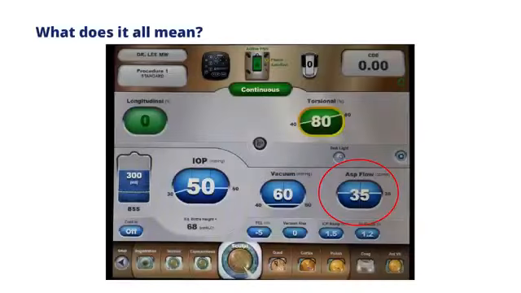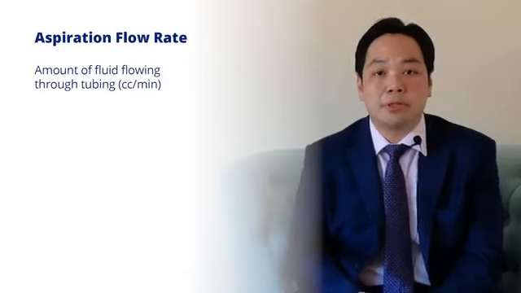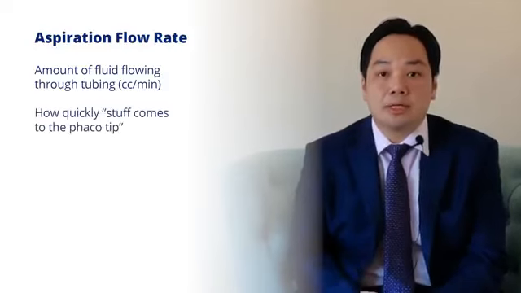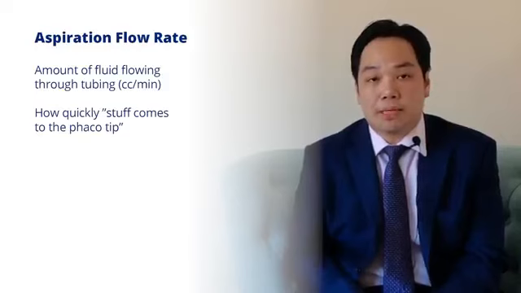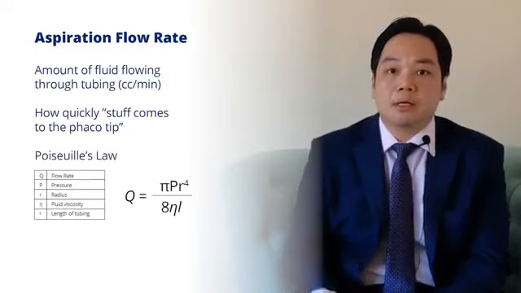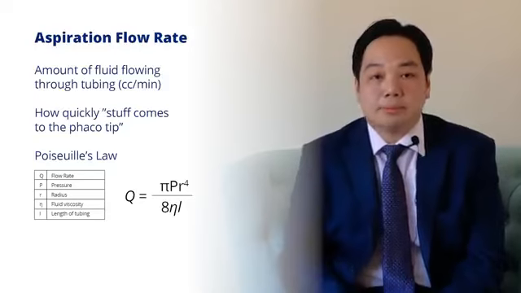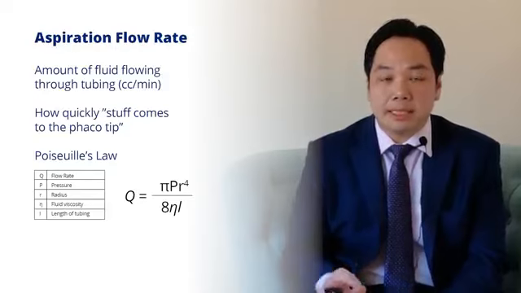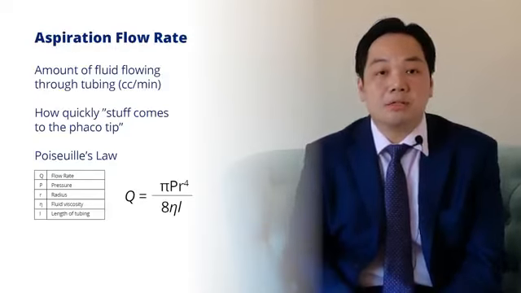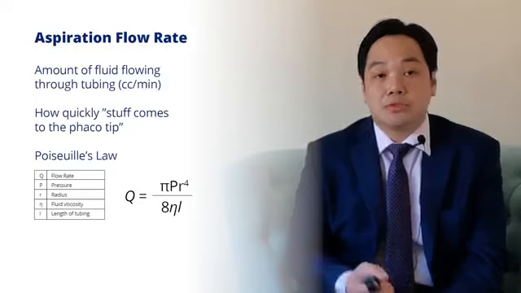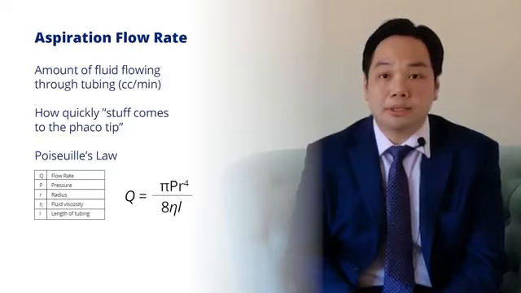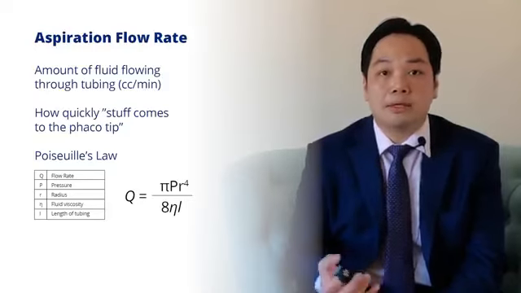The aspiration flow rate here, as highlighted, is 35, but in this case what it refers to is the amount of fluid flowing through the tubing, cc's per minute or milliliters per minute. How quickly stuff comes to the phaco tip is controlled by the aspiration flow rate. And this is governed by Poiseuille's law, where the equation here, which none of us remember, but essentially it tells us certain parameters such as the radius of the tubing, in this case the R, will actually control the amount of fluid. So how the diameter of your tubing is important, and how quickly things happen within the eye.